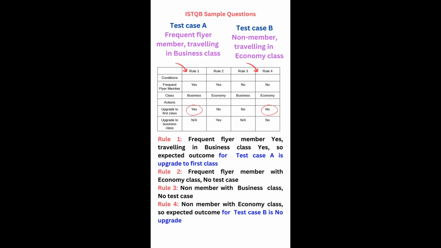To find the expected results, analyze the conditions. As per Rule 1, frequent flyer member yes, traveling in business class yes, so the expected outcome for test case A is upgrade to first class. Rule 2, frequent flyer member with economy class, no test case. Rule 3, non-member with business class, no test case. Rule 4, non-member with economy class, so the expected outcome for test case B is no upgrade.